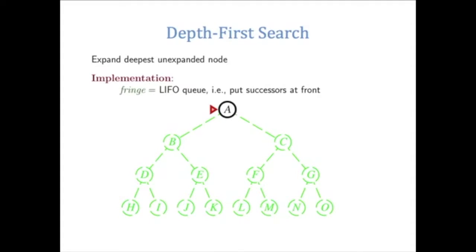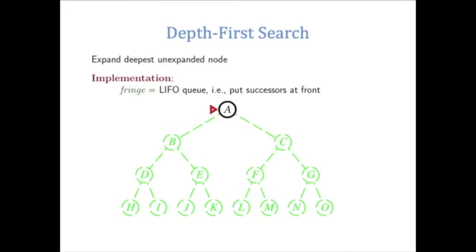It's basically the same mechanism as breadth-first and uniform cost, except that instead of expanding the oldest unexpanded node first, we expand the deepest or newest unexpanded node. So where in breadth-first search, when we implemented it, we used a queue, that is, a first-in, first-out data structure for the fringe, in depth-first search, we use a stack, that is, last-in, first-out.